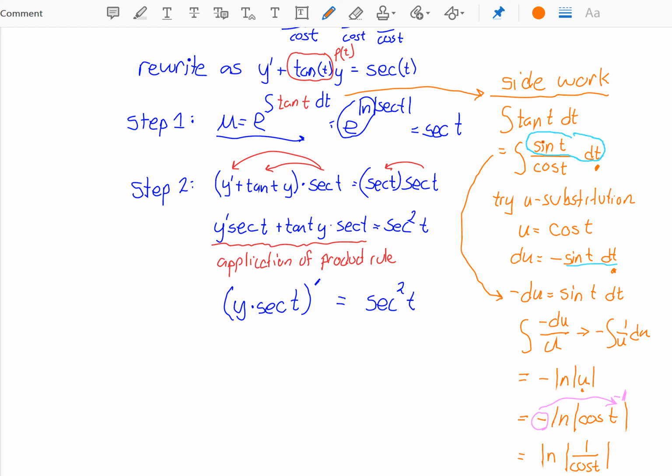So let's check this. The derivative of this product: the derivative of y is this y prime times the second regular, plus the derivative of secant. Now remember, the derivative of secant is secant t tangent t, which is those two terms, times the first regular. So this does work.